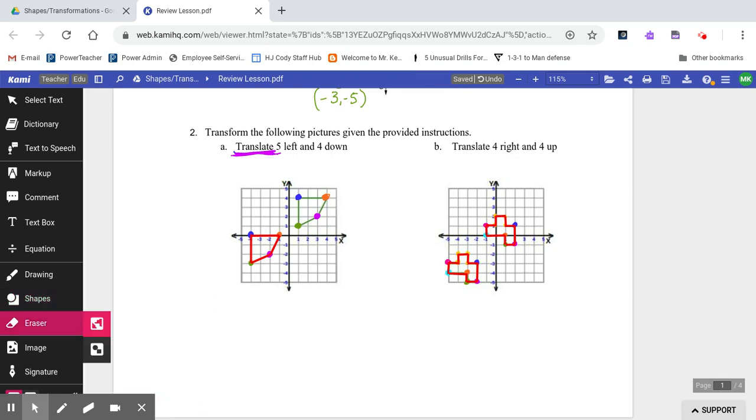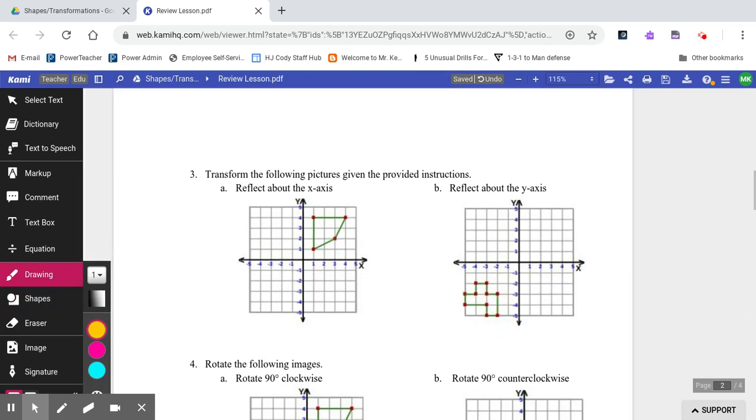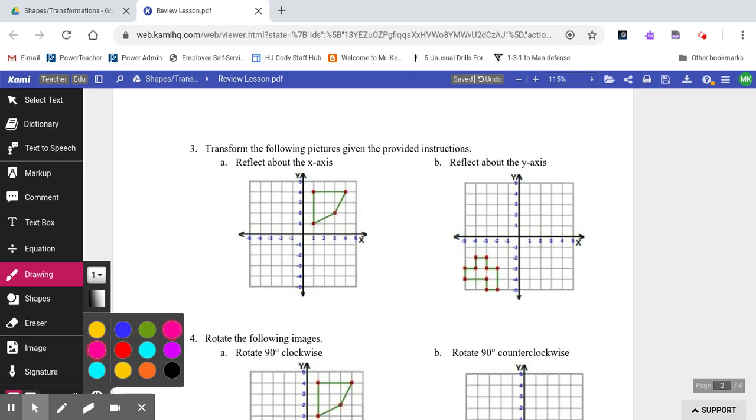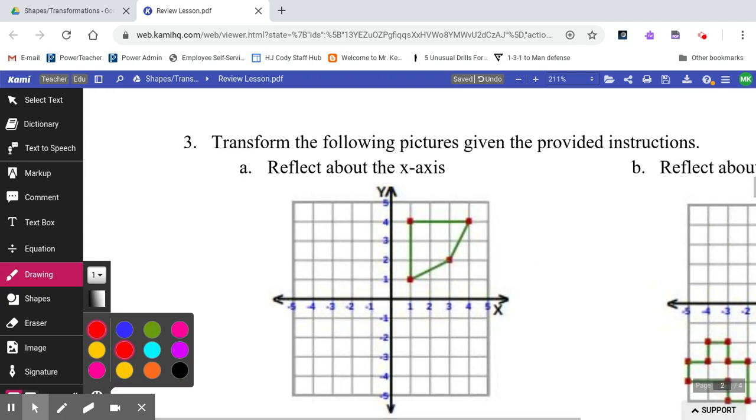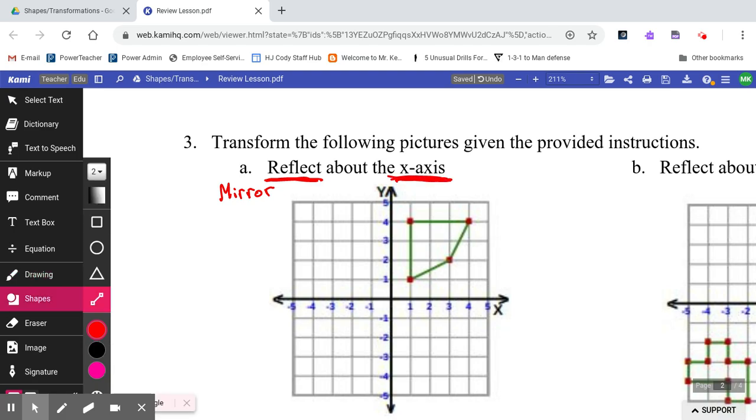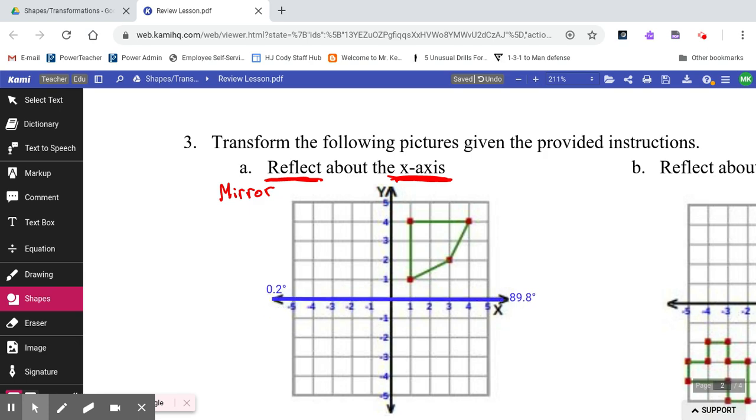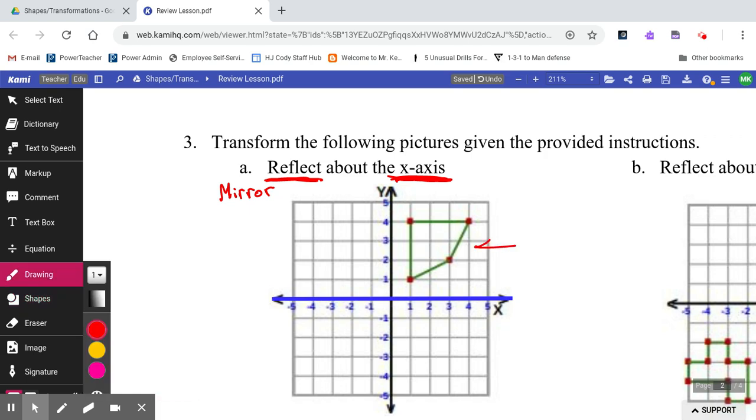Okay, we're going to move forward now, and we're going to try reflecting. So reflecting, if you don't remember, is like a mirrored image. So what we want to do is fold it over to the other side. This one says reflect about the x-axis. So the first thing I'm going to do is draw a line where my x-axis is. This blue line is my x-axis. My job is to take this shape and reflect it to the other side of the x-axis. Create a mirrored image.